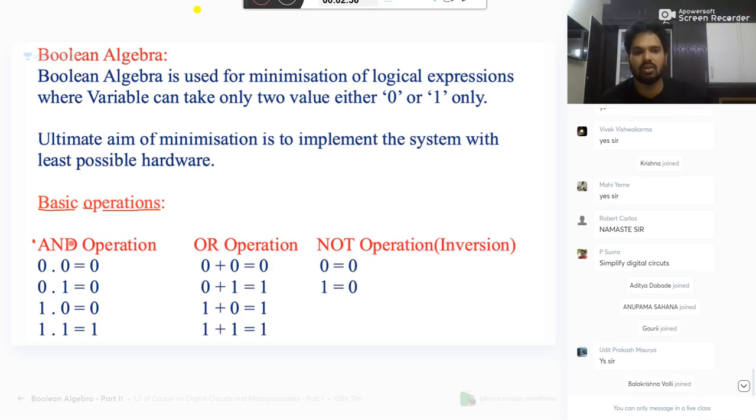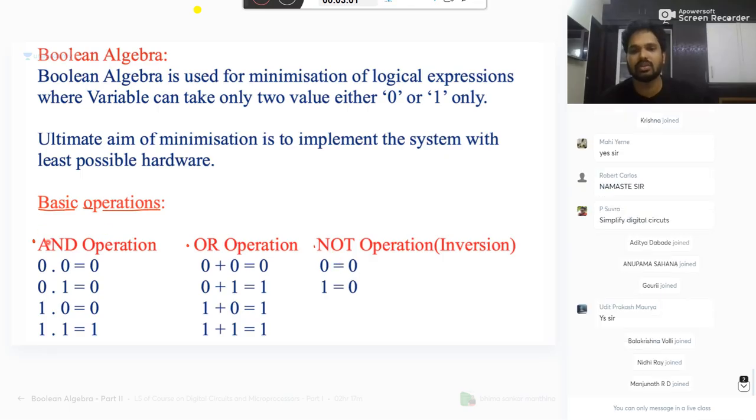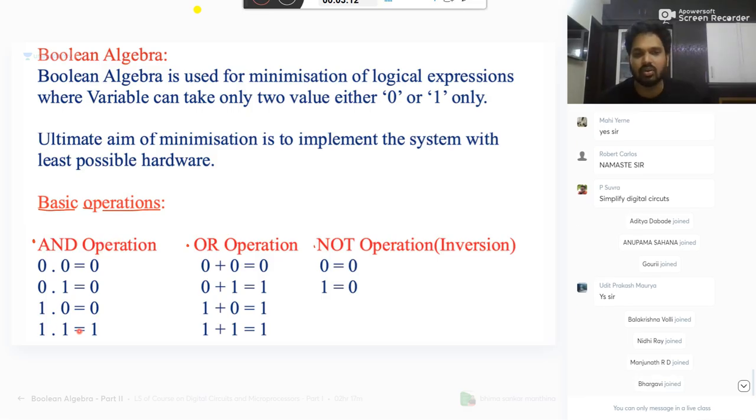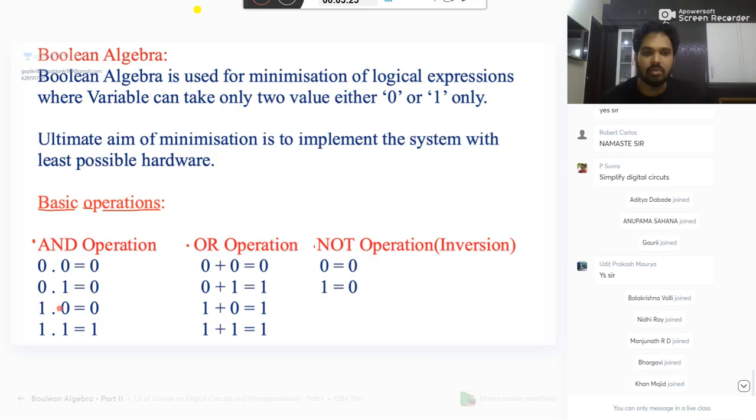AND operation, OR operation, inverter. These are the three basic operations of Boolean algebra. What are they? AND means, what is the meaning of AND? If both are ones, then only your output is one. Both the inputs should be one, A and B both should be one, then only your output is one. You can say A and B both should be true, then only your output is true. Otherwise, it is 0. This is what we call AND operation.